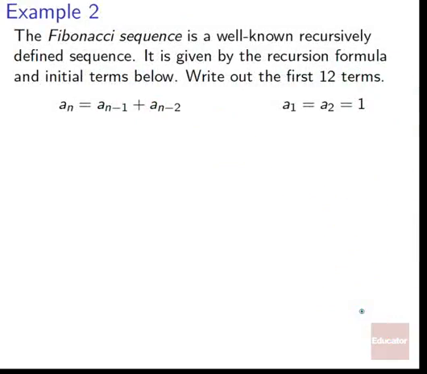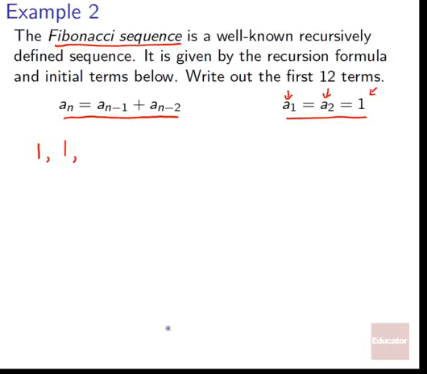Right. Second example. The Fibonacci sequence is a well-known recursively defined sequence. It's given by the recursion formula and the initial terms below. Write out the first 12 terms. Its recursion formula is an equals an minus 1 plus an minus 2, and a1 is equal to a2, which equals 1. So right off the bat, we know our first two terms are 1: a1 equals 1, and a2 also equals 1.